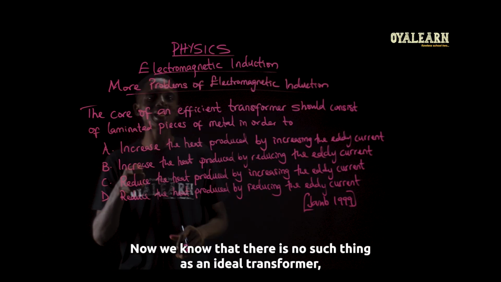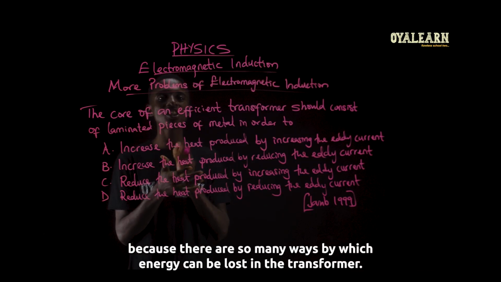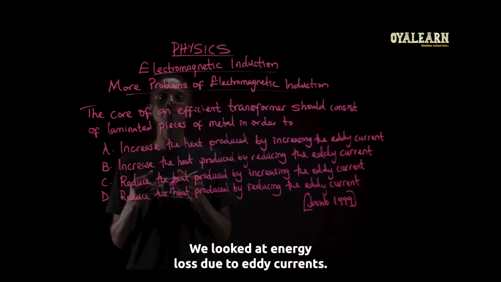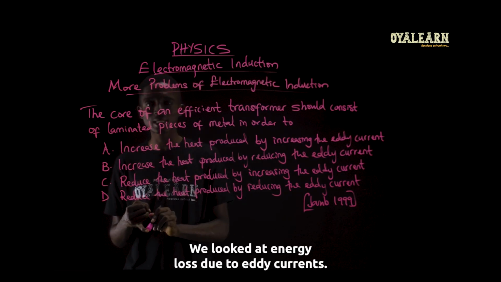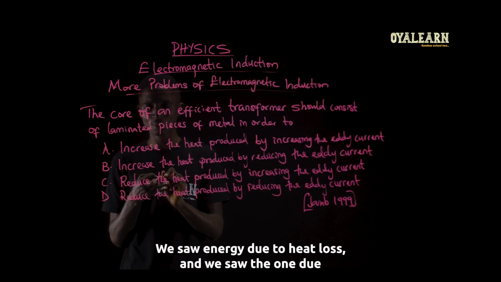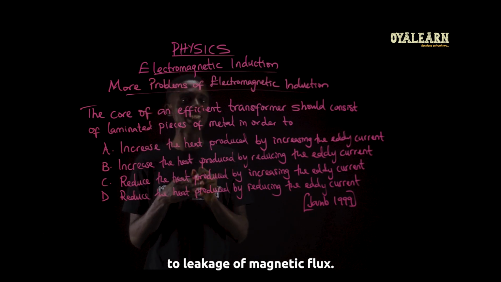We know that there's no such thing as an ideal transformer because there are so many ways by which energy can be lost in a transformer. And we did talk about 4 though. We looked at energy loss due to eddy current. We looked at hysteresis loss. We saw energy loss due to heat. And we saw the one due to leakage of magnetic flux.